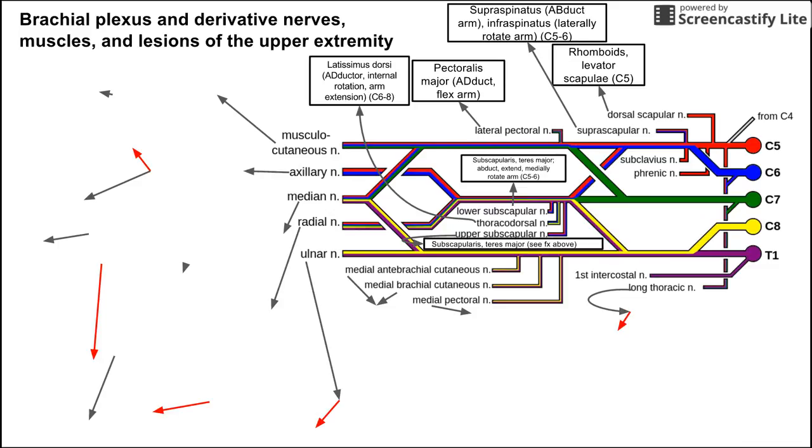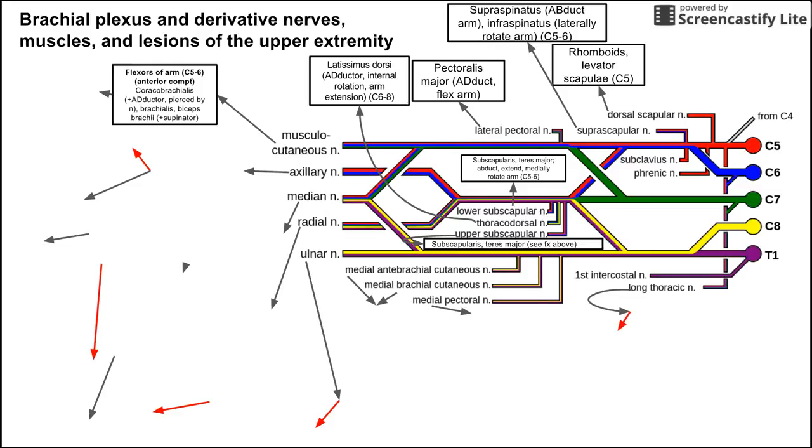The upper subscapular nerve innervates the subscapularis muscle and the teres major. And the functions of these we've already discussed, as they are also innervated by the lower subscapular nerve. And both the lower and the upper subscapular nerve are innervated by the roots C5 and C6.